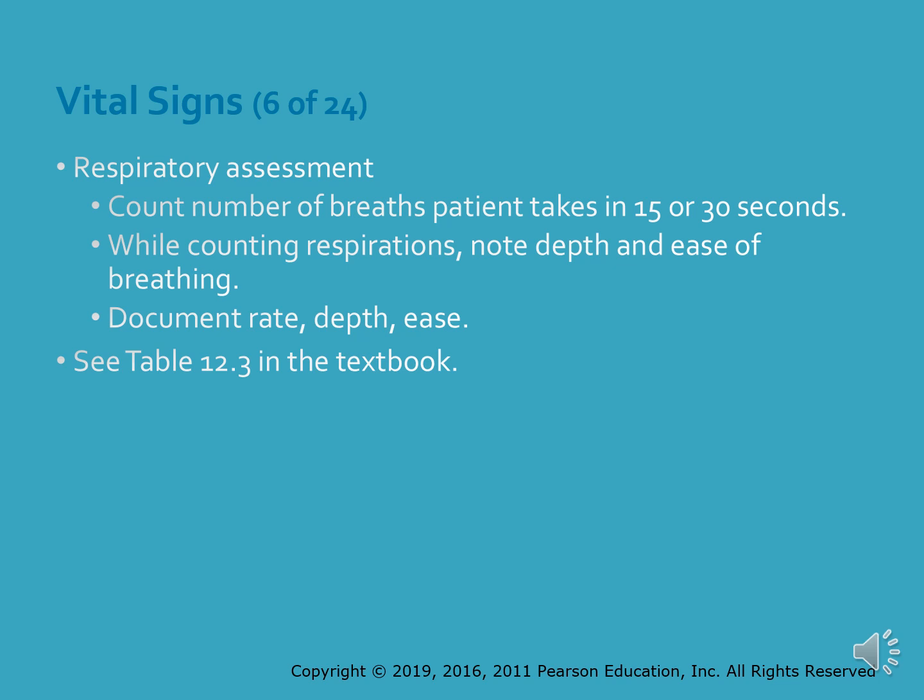You can do the 15 seconds, however, I think it's more adequate when you at least measure them for 30 seconds and multiply it by 2, especially if they're having abnormal breathing. At that point, with any abnormal breathing, I would just do it over an entire minute, because if it's that abnormal, doing it for an entire minute is going to get you your best and most accurate rate. And then while counting the respirations, you want to notice their depth and the ease of breathing. Then record your findings by documenting the rate, the depth, and the ease.